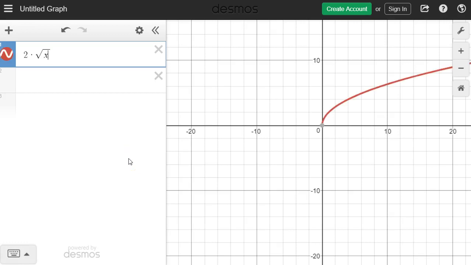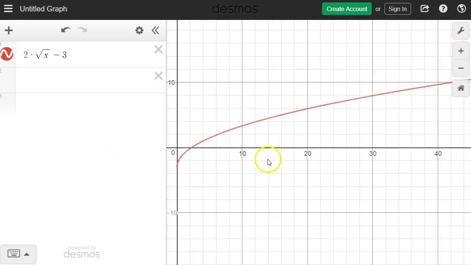So x, square root of x. And now the rest of what I want to write is not under the square root. So I want to hit the right arrow. I notice I'm under the square root. Now if I hit the right arrow, it'll move out of the square root. I'm out of the square root now. Right arrow will move you out. Minus 3. There we go.